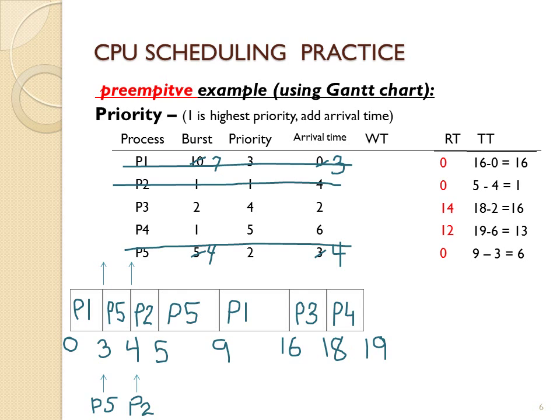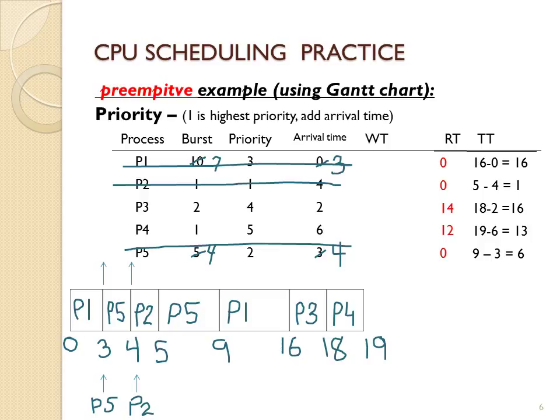Then to calculate the turnaround time, you take the last entry in your Gantt chart and subtract the arrival time. So P1 finished at time 16, arrived at time 0, so P1's turnaround time is 16. P2's turnaround time is 1. P3 finished at 18, arrived at 2, so P3's turnaround time is 16. P4's turnaround time is 13, and P5's turnaround time is 6.